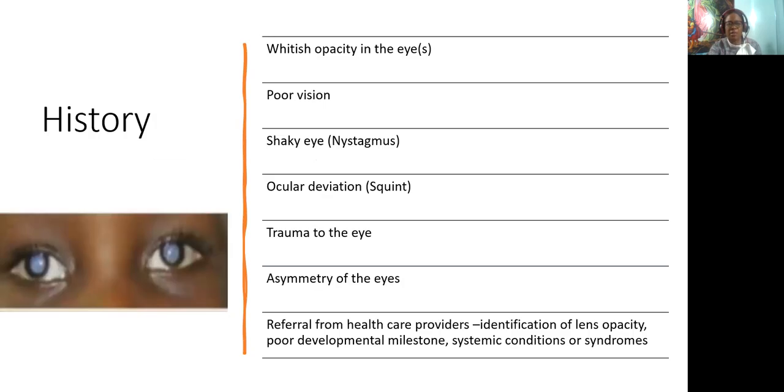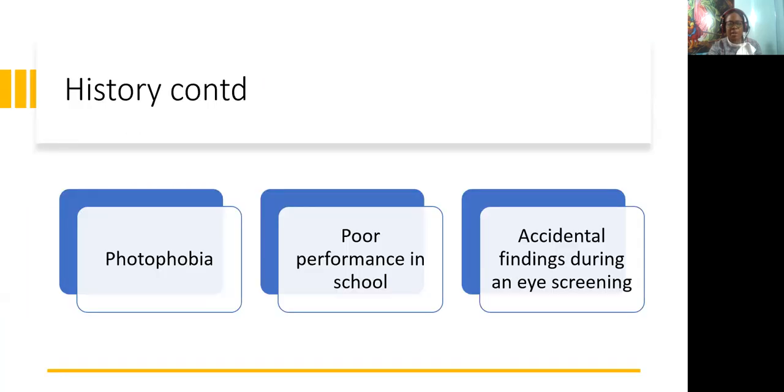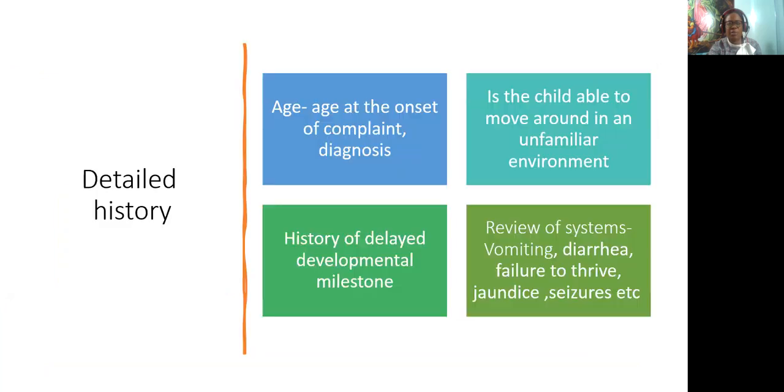Patients with pediatric cataract present with one or more of the following complaints. They can present with whitish opacity in the eye, poor vision. The mother can complain that the child is unable to smile back at her. They can also complain of shaky eye, ocular deviation, trauma to the eye, asymmetry of the eyes, or referral from healthcare providers due to identification of lens opacity, poor developmental milestone, or other systemic conditions. They can also present with history of photophobia, poor performance in school, or accidental finding during an eye screening.